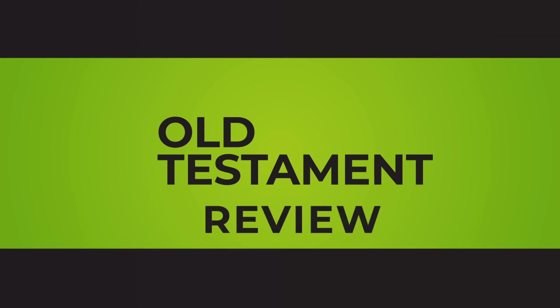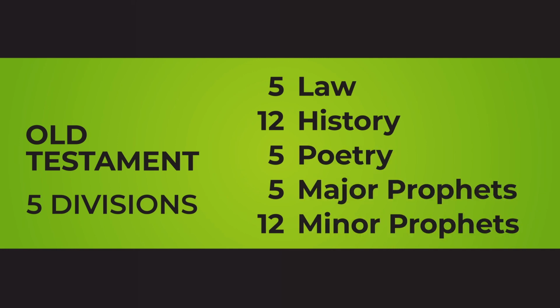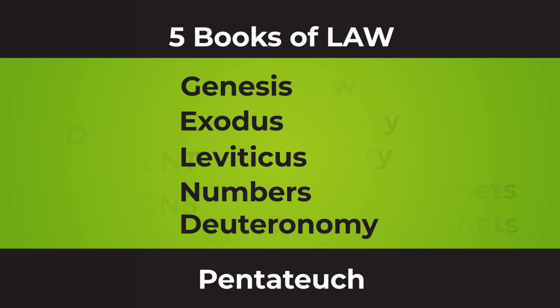At the beginning of this chapter, we said that there are 5 divisions in the Old Testament. How many books are in each division? 5, 12, 5, 5, 12. What are the names of the divisions? Law, history, poetry, major prophets, minor prophets. There are 5 books of law, 12 books of history, 5 books of poetry, 5 major prophets, and 12 minor prophets. Let's say them all together.